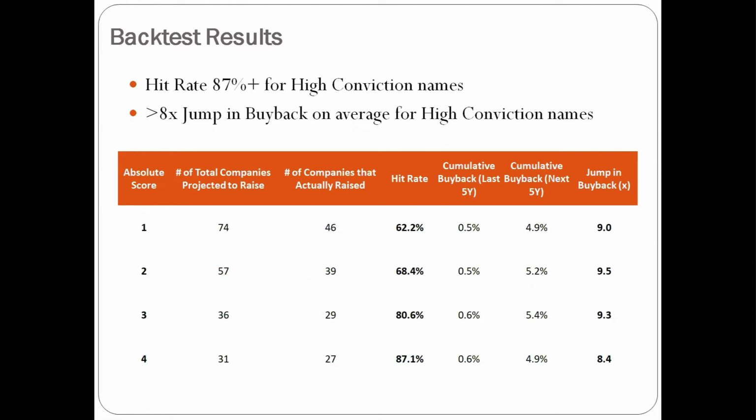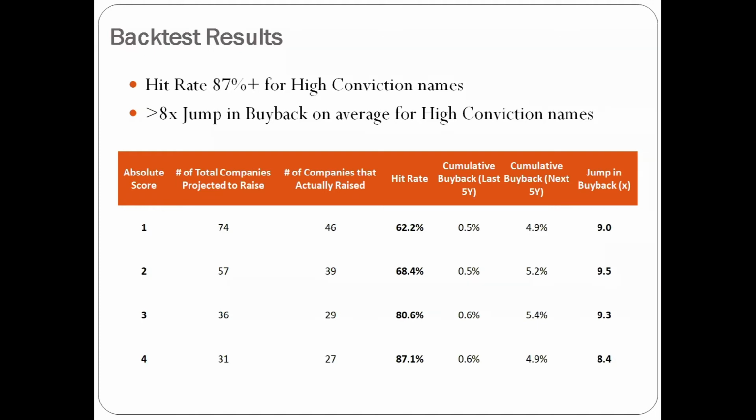And as I alluded to earlier, we don't focus too much on the magnitude of growth. But even if you look at the jump in buyback in the last column, you can see all of these have seen good jumps in their buyback. So even for an absolute score of 3 and 4, on average, the buybacks have jumped by 9 times. Over the next 5 years, their buyback quantum jumped 9 times versus the last 5 years. So it's a pretty healthy jump even in terms of magnitude.